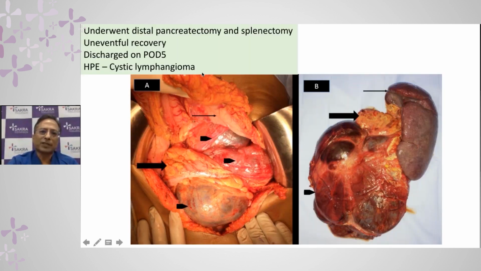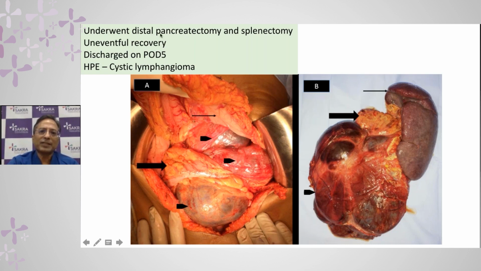Now this is the operative picture. Let me orient. This side is the head side of the patient. This is the foot side. This is the stomach, which is lifted up. This is the transverse colon. This is a part of the pancreas. And you can see this large cystic lesion which is present here.